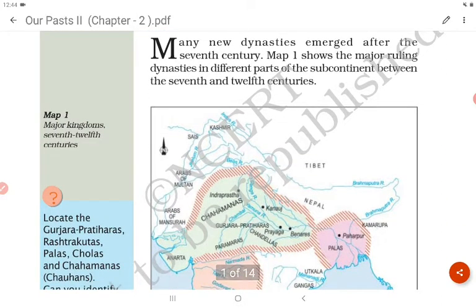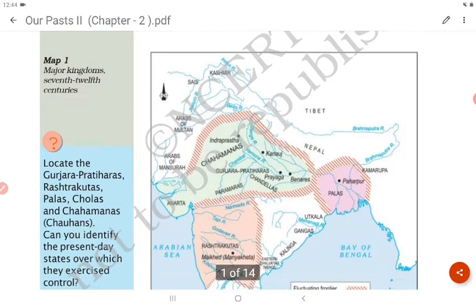Many new dynasties emerged after the 7th century. Map 1 shows the major ruling dynasties in different parts of the subcontinent between the 7th and 12th centuries. So this is map 1, major kingdoms 7th to 12th centuries.